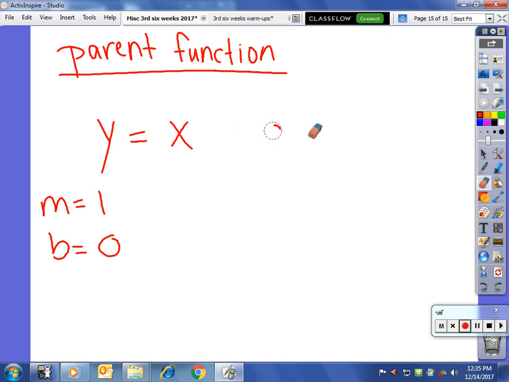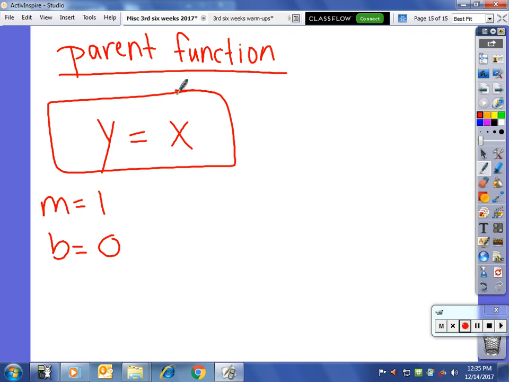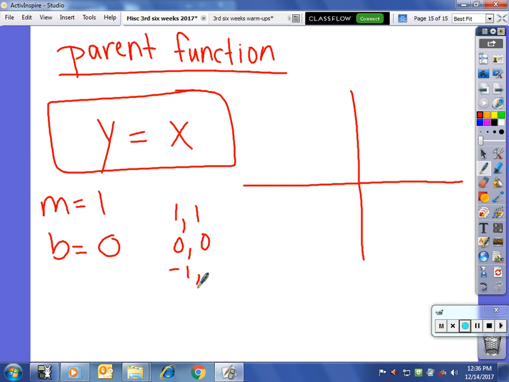Alright, y equals x. You gotta know, folks, that this is the parent function, and you should be able to tell me what the slope and the y-intercept are for the parent function. Slope is 1, y-intercept is 0. This is the easiest line you could possibly draw, because whatever I put in for x, I get right back for y. For example, if I put a 1 in for x, what do I get back for y? A 1. If I put a 0 for x, what do I get back? If I put a negative 1, what do I get back?